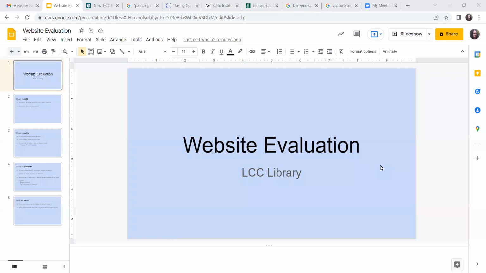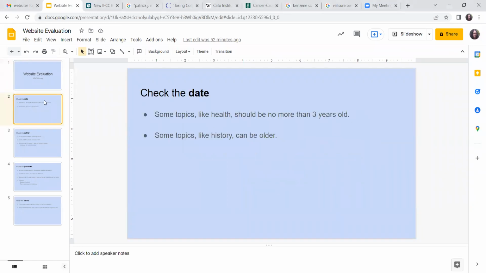So let's take a look at one website. The first thing that you should do is check the date on any website that you're intending to use for a class. Some topics like health should be no more than 3 years old. You don't want to use old information for health or medical websites. Some topics like history, or literature, or if you were just looking for a movie review, those can be older.